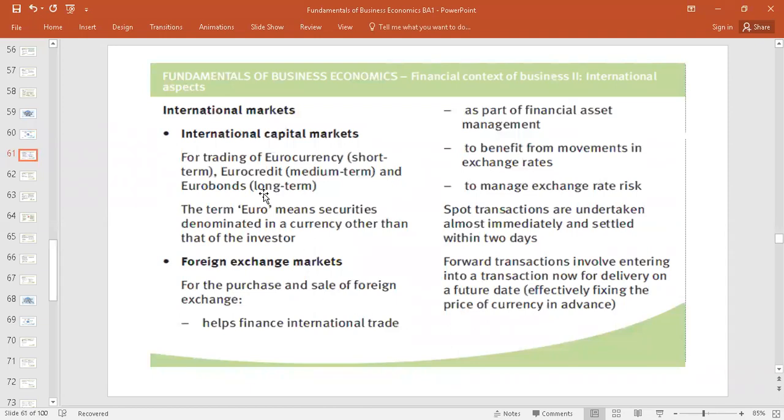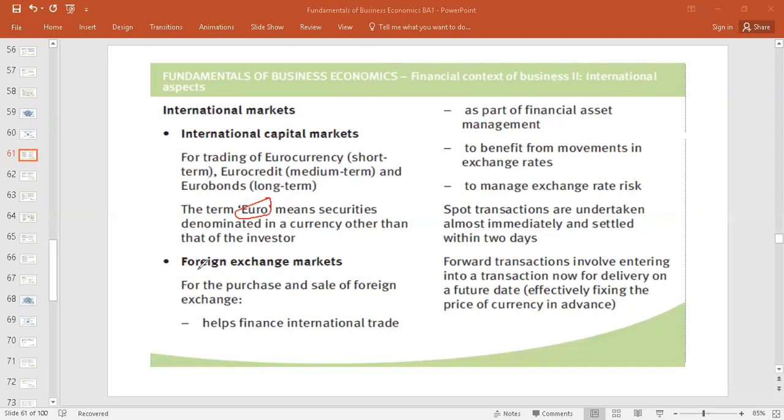But the term euro itself indicates that the financial instrument is in any other currency other than the domestic currency. So the term euro means securities denominated in a currency other than that of the investor. So then we have looked into what are foreign exchange markets. When people trade in foreign currencies, the transactions take place in foreign exchange markets.